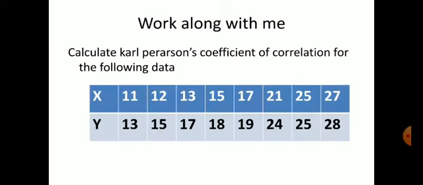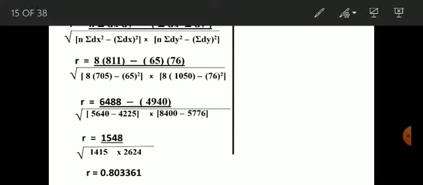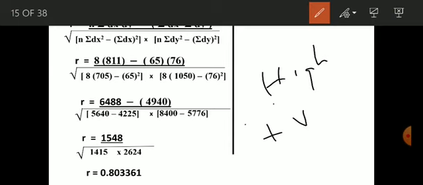What does it indicate? It indicates a high degree of positive correlation. We will be getting the answer, a high degree of positive correlation, right? This is all about the assumed mean method.